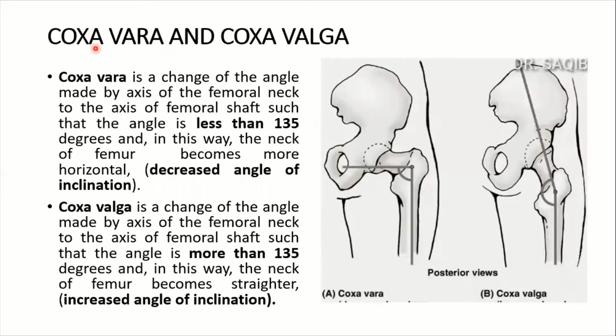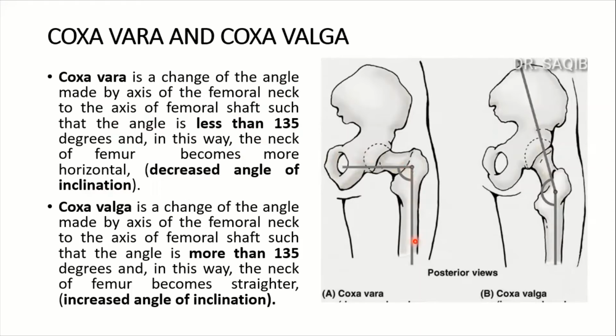So now the Coxa Vara and Coxa Valga, right? So let's see these two conditions. This is the Coxa Vara, and this is the Coxa Valga. Coxa Vara is a change of the angle made by the axis of the femoral neck to the axis of the femoral shaft, such that the angle is less than 135 degrees, and in this way the neck of the femur becomes more horizontal, so decreased angle of inclination.